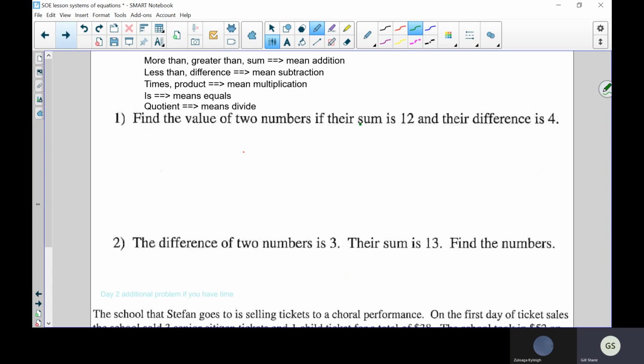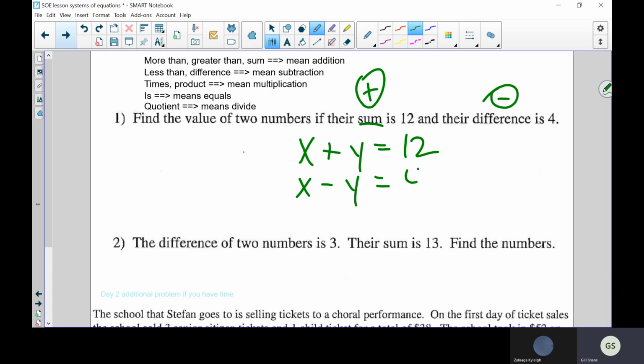What does sum mean? It means adding, right? What does difference mean? Subtraction, right? I need 2 numbers that add up to 12, because it says their sum is 12. If I don't know the numbers, then they're variables, right? The difference is 4. There you go, that's one equation. I need the same 2 numbers, and if I subtract them, they're 4. That's how easy that was.